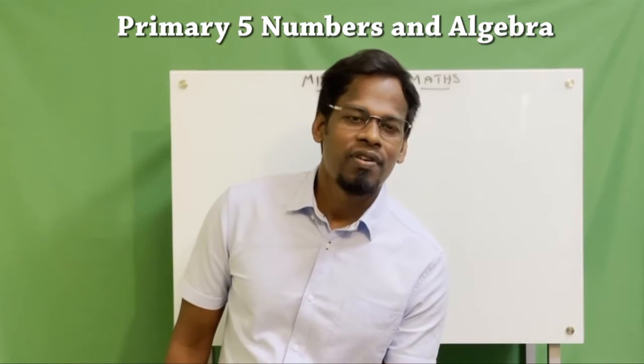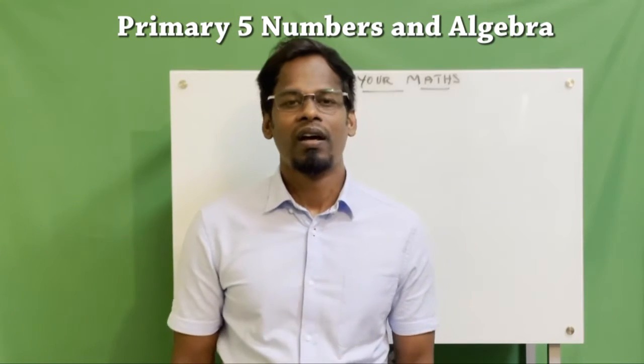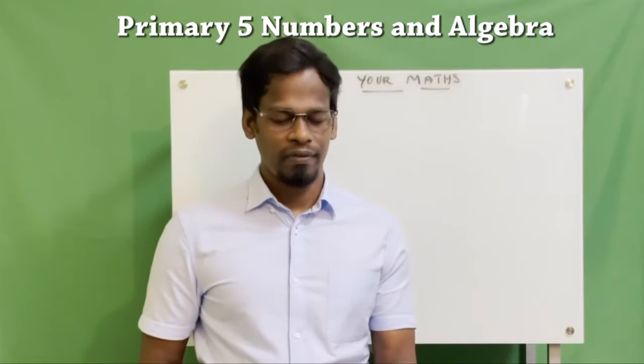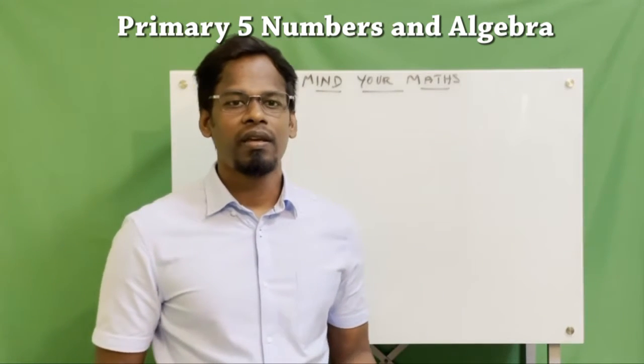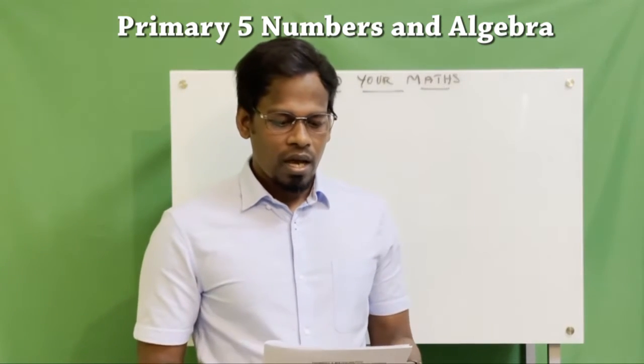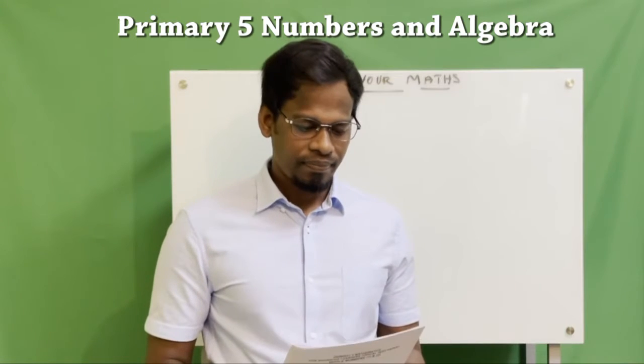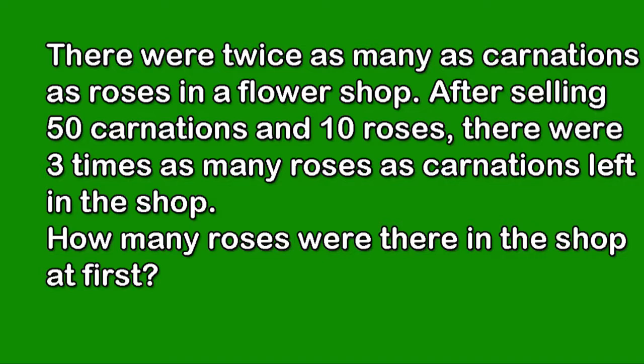So in the series of our primary 5 numbers and algebra problem solving, we're going to see the next problem. I'll just read it out. There were twice as many carnations as roses in a flower shop. After selling 50 carnations and 10 roses, there were 3 times as many roses as carnations left in the shop. How many roses were there in the shop at first?